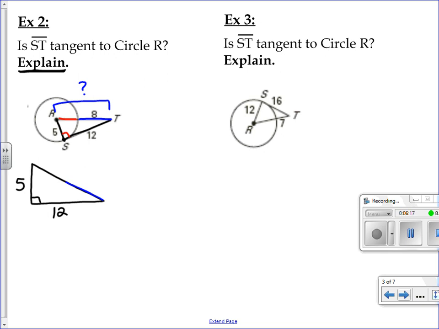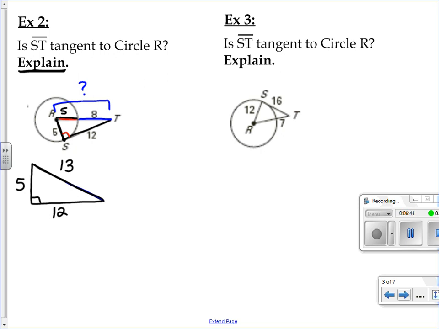So no matter where your radius is drawn, it's never going to change in the circle. So this radius is 5, and I can just add 5 plus 8, so I now know my entire hypotenuse is 13. So how does this help us figure out if ST is tangent?